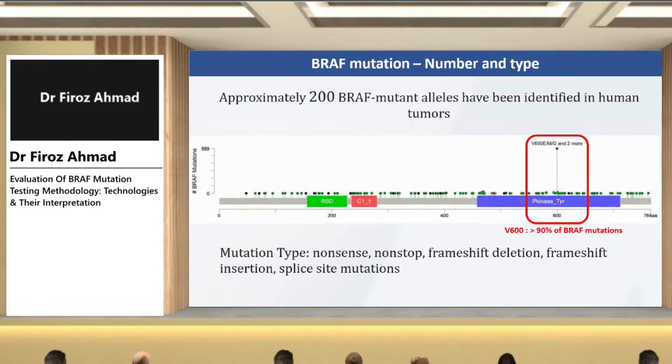Now, as I said, BRAF is one of the most widely mutated genes, and there are more than 200 different types of mutations which have been investigated in BRAF across different solid tumors. And these mutations could be either nonsense mutations, stop loss mutations, frame shift deletions, or splice site variants. But what is interesting to note over here is that more than 90 to 95% of the mutations fall under BRAF codon 600, and this is being investigated in most of the solid tumors.